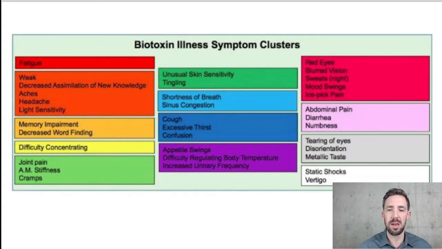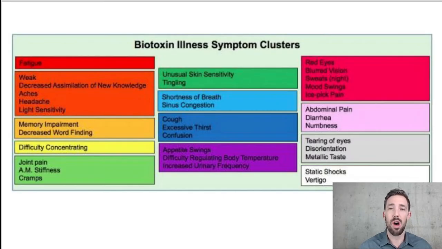I'm just reading these now, so I'm not trying to add anything to this, but also difficulty regulating blood pressure and different autonomic dysfunctions, increased urinary frequency, red eyes, blurred vision, night sweats, mood swings, ice pick pain, which is exactly like it sounds, somebody stabbing you with an ice pick, stomach pains, diarrhea, numbness, tearing of the eyes, disorientation, a metallic taste in your mouth in the morning, static shocks, and vertigo.